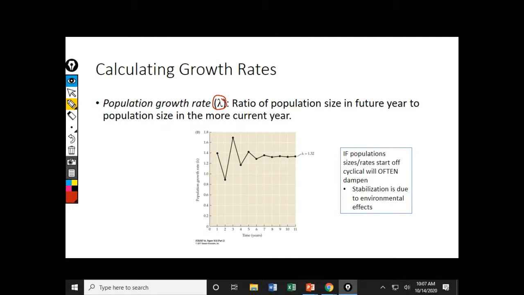And so really what we're talking about here is pretty much what we were doing with the life tables, but it's more of a snapshot. Okay? So we just have what was the population next year or this year compared to a previous year. This is what we mean by future year to a more current year. This would literally just equal future year over previous year. So that's really all we're talking about, is what is the rate of change.